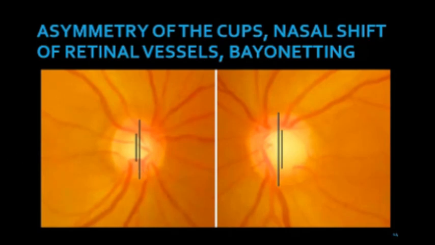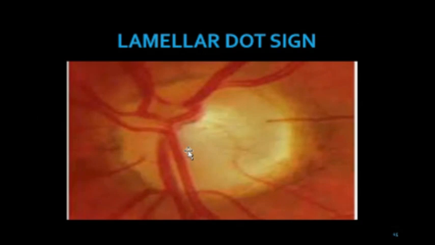And then bayoneting. In bayoneting, the vessels, when they enter here, are as though they are missing. And then you find them resurfacing here. This is what we refer to as bayoneting. And then the laminar dot sign. You see the lamina cribrosa in this place. If the cobblestone-like appearance is manifest, it's also a sign of glaucoma.